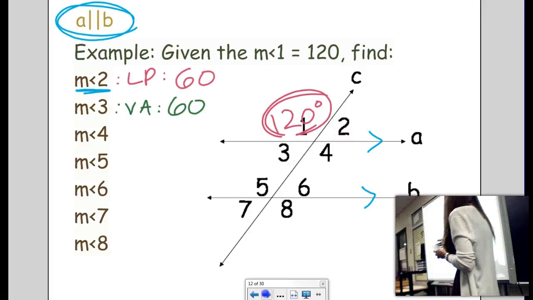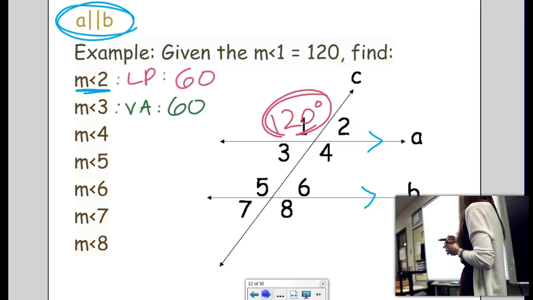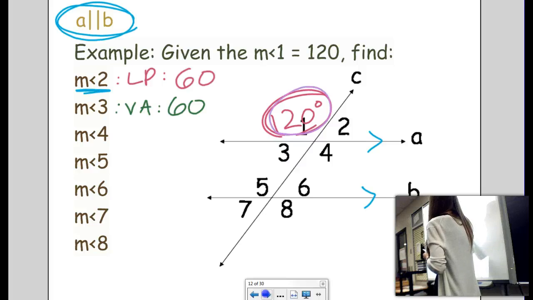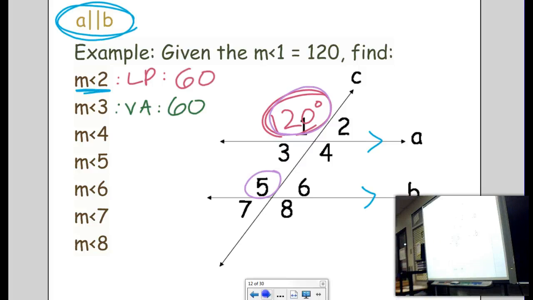Alright, those were old. Let's do something new. Angle 4. Oh, that's still old. Let's move on. Angle 5. So I'm going to compare what they gave me, 120, with angle 5. I need everyone to think in their head of what the vocab word is for angle 1 and angle 5. Don't say it out loud. What is the vocab word for 1 and 5? Kaylee, what do you think?